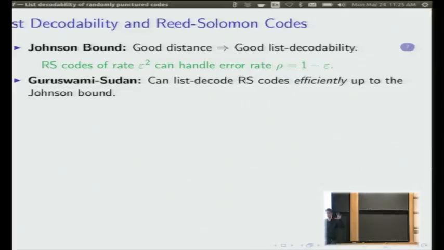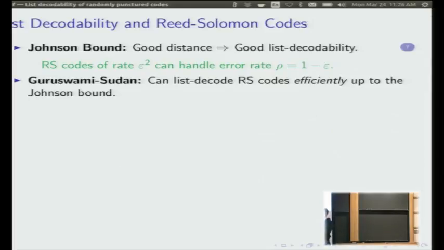If all the codewords are spread out, then not too many of them can be contained in a single ball of radius rho. And you can make that intuition quantitative. And when you plug in the distances and the rates of Reed-Solomon codes, what you get is that a Reed-Solomon code of rate about epsilon squared can handle error rate about 1 minus epsilon. And so this is sort of the parameter regime we were after.